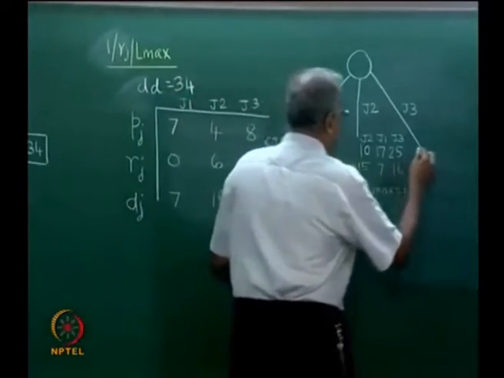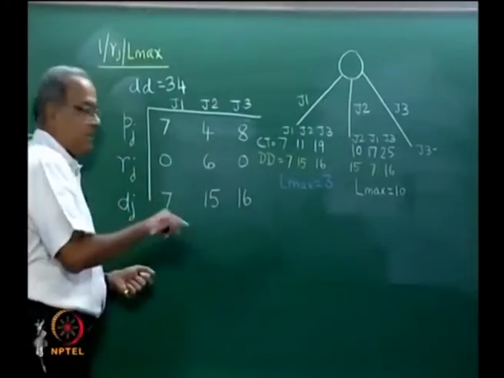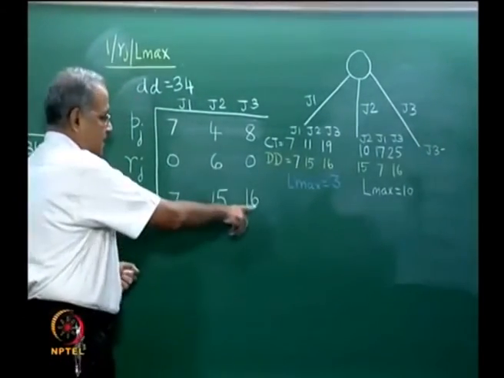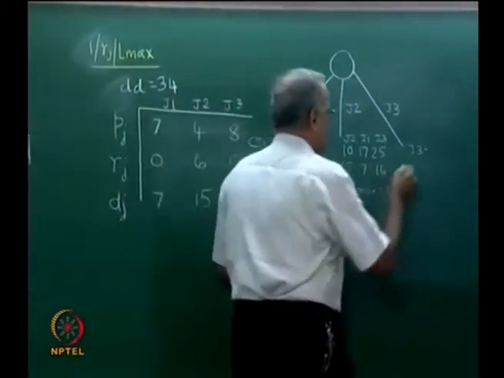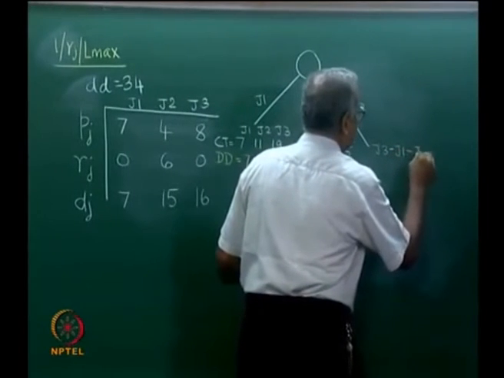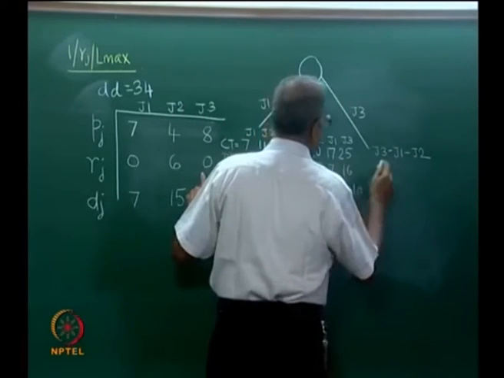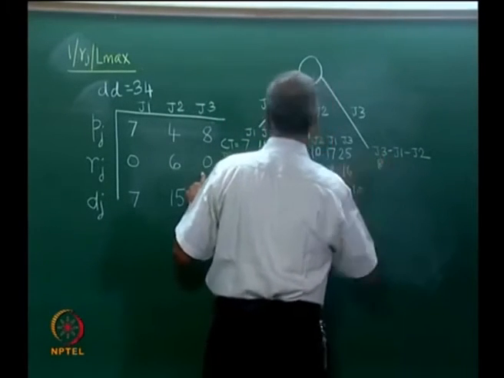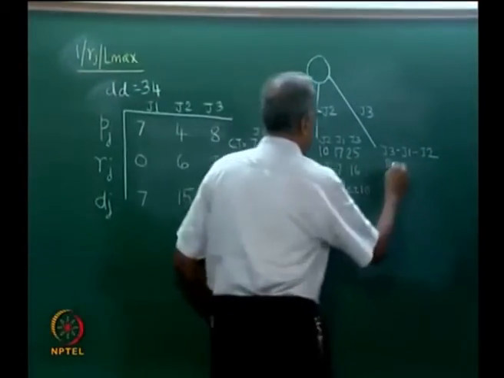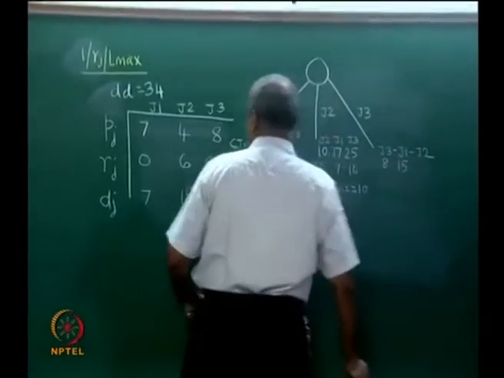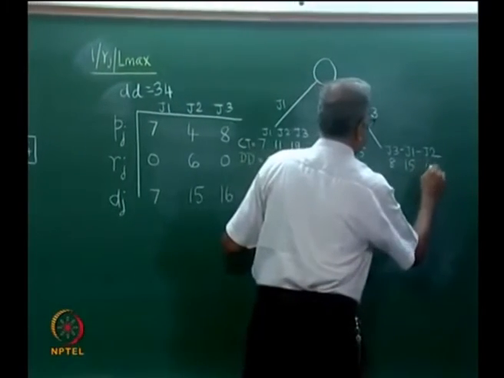Now, if we consider the third one with J3 as the first job, preemptive EDD would give us the order J3 followed by the lowest one J1 and then J2. So, here the completion times will be: J3 starts at 0 and finishes at 8. J1 is available at time equal to 0, so finishes at 15, by which time J2 is available, so this finishes at 19.